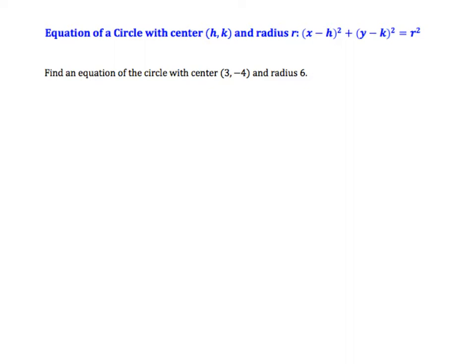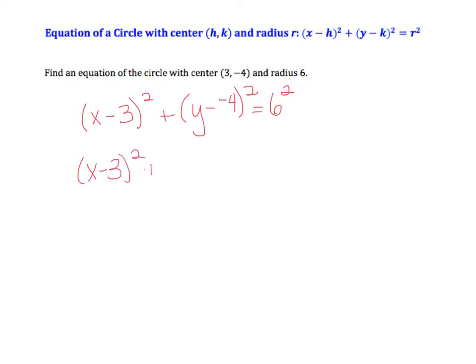So find an equation of the circle. It's got a center of 3, -4 and a radius of 6. So what we're going to do is say, okay, well that's x minus 3 squared plus y minus -4 squared is equal to 6 squared. Now, of course, we don't leave things like this. This becomes x minus 3 squared plus y plus 4 squared equals 36.